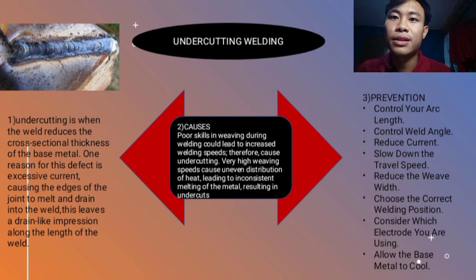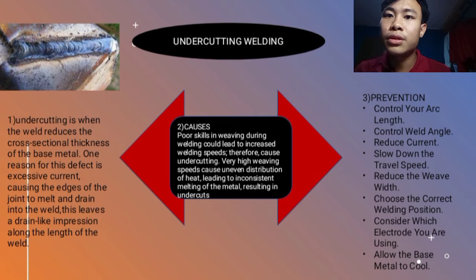Undercutting welding. Undercutting is when the weld reduces the cross-sectional thickness of the base metal. One reason for this defect is excessive current, causing the edge of the joint to melt and drain into the weld. This leaves a drain-like impression along the length of the weld.